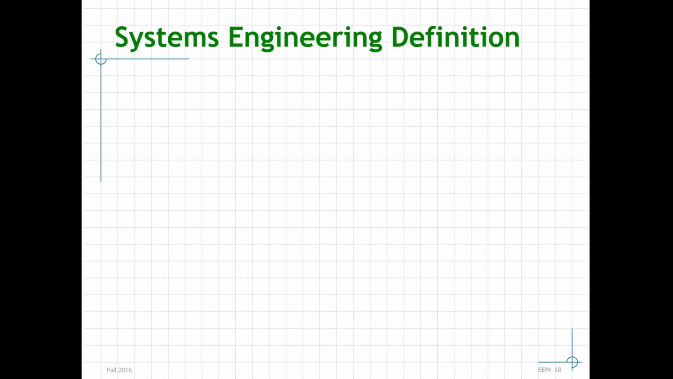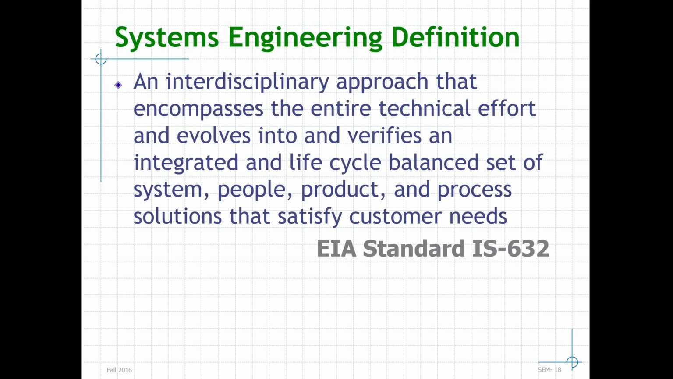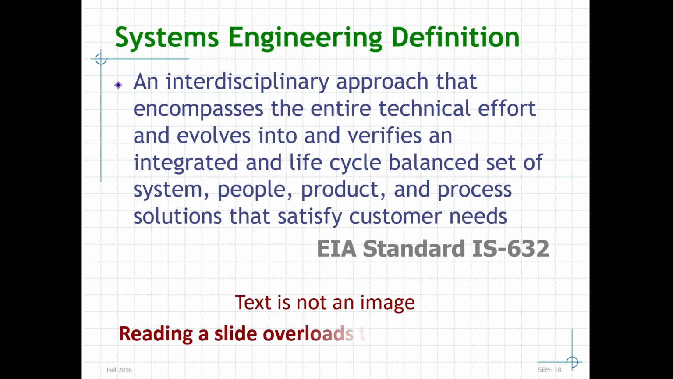Pretend you're in a class and the instructor brings up the definition and starts reading. Systems engineering is an interdisciplinary approach that encompasses the entire technical effort, and I'll stop reading there. The problem is that text and speaking voice both use the phonological loop. Text is not an image. It is not processed by the visual spatial sketchpad. Reading and listening at the same time overloads the verbal channel and information can be lost. Specifically here, because people read faster than people talk, the 2 messages are out of sync.